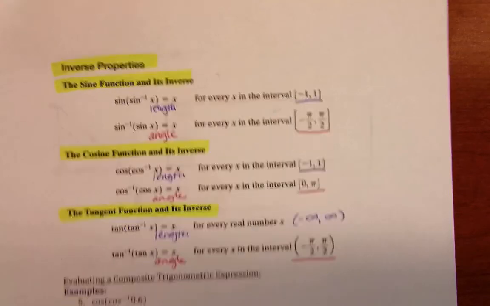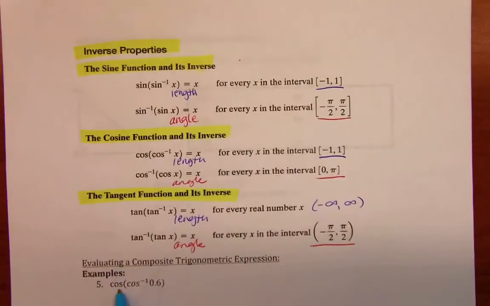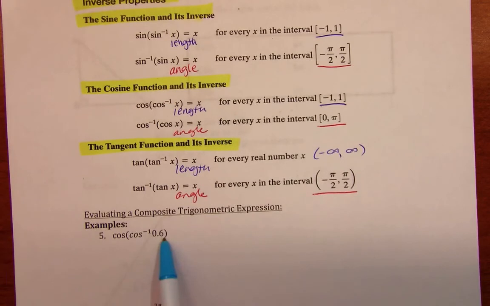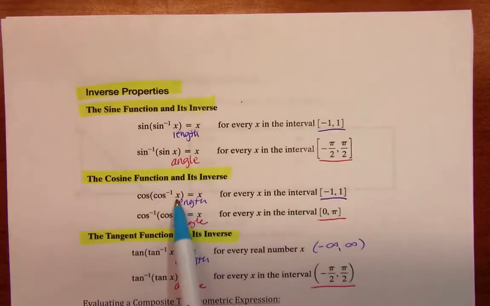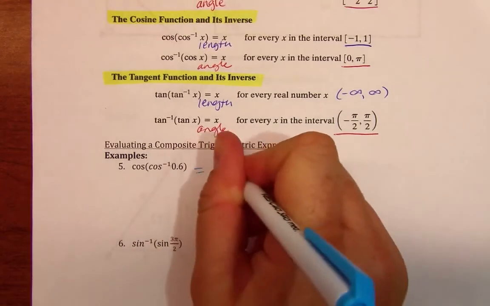All right, so let's go ahead and get into some examples here. So here we have regular cosine on the outside and inverse cosine on the inside. So that's like this first one right here. So we're going to get a length. Well, that length that we're going to get is 0.6. It's equal to whatever you had in here. So our answer here is just 0.6.